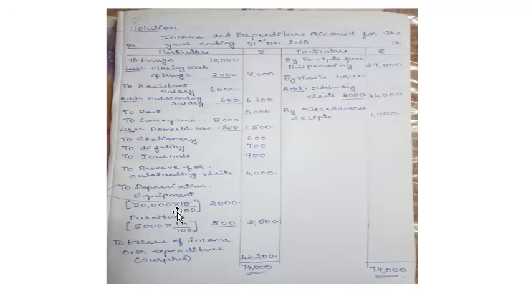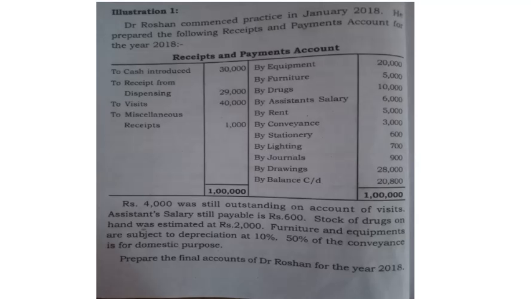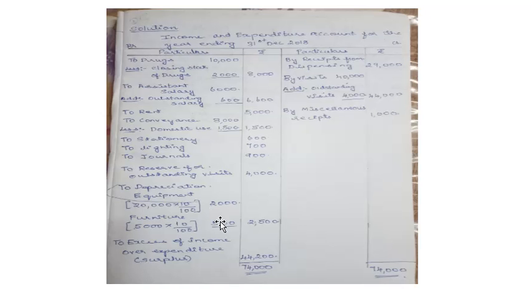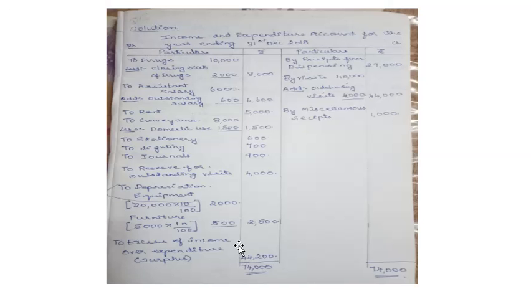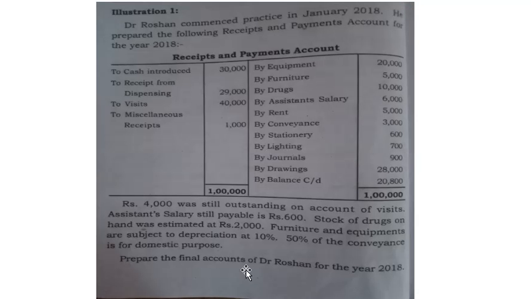To depreciation, equipment: the total amount in the receipt and payment account is 20,000. So 20,000 into 10%, it is 2,000. Furniture total amount 5,000, 5,000 into 10%, it is 500. So total depreciation 2,000 plus 500, 2,500. Now everything is over here, adjustments also.